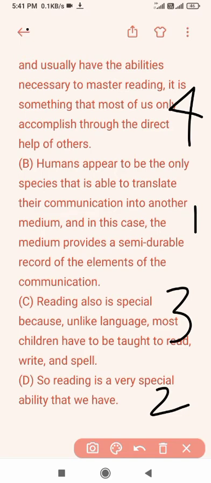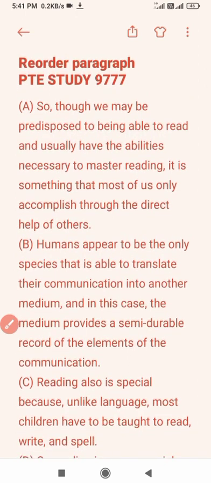At the end of B, the elements of the communication are given, and the elements of the communication are reading, speaking, listening. In the given passage we find only reading, but reading is present in C and D, and we can't start the sentence with "also". Firstly we need to define the sentence for which we are using "also", and that is defined in D. So reading is a very special ability that we have. After that, third, reading is also special because unlike language, most children have to be taught to read, write, and spell. And then the fourth one, which is A.